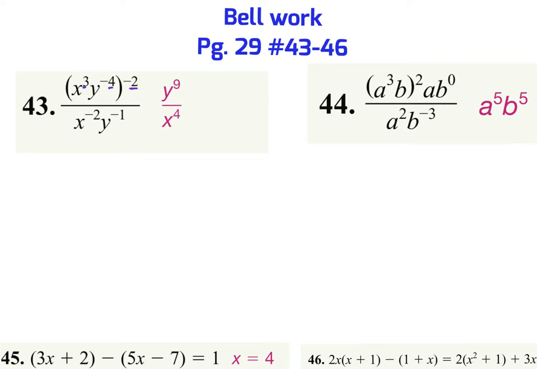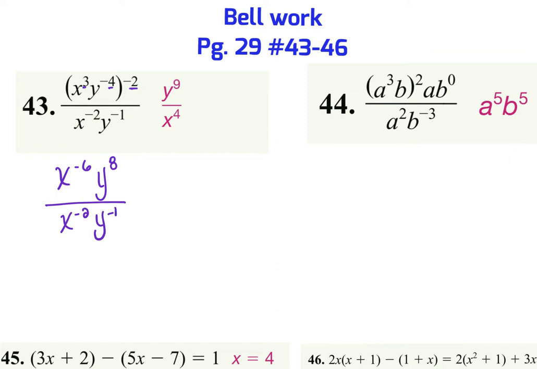And when you have a power to a power, you multiply. So I have x to the 3 to the -2. So I'm going to multiply that 3 and -2 and get x to the -6. And then I'm going to multiply the -4 and the -2 and get y to the +8. All right? And I have that over x to the -2, y to the -1.